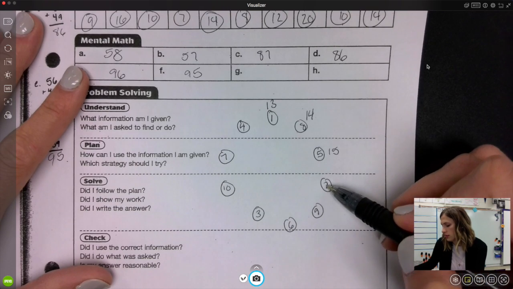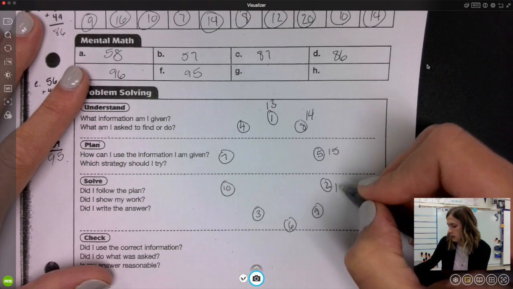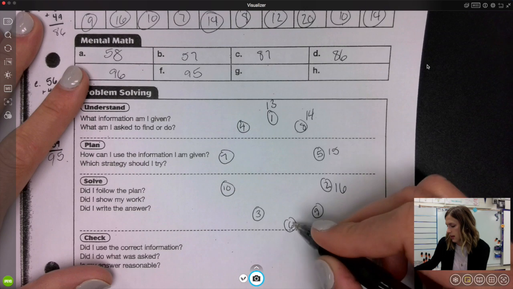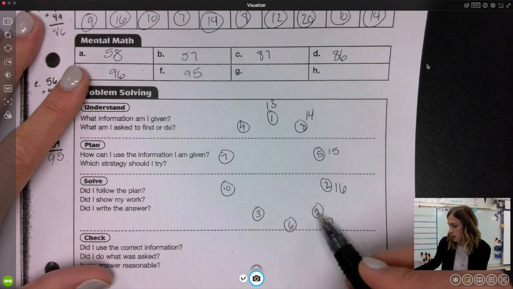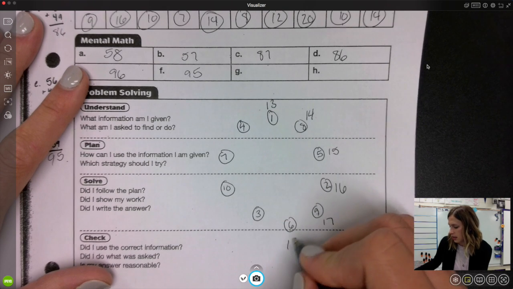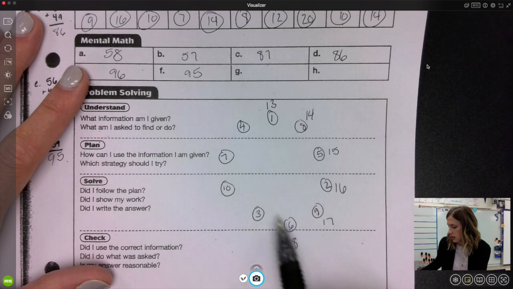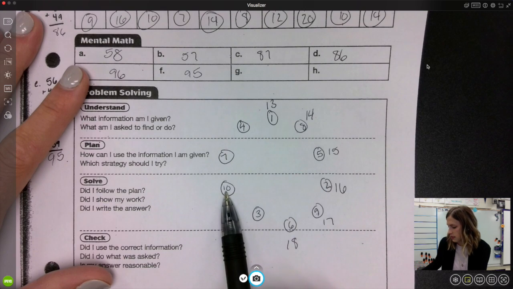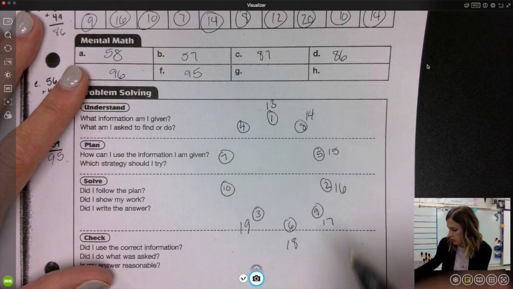5 plus 2 is 7, plus 9 more is 16. 2 plus 9 is 11, plus 6 more is 17. 9 plus 6 is 15, plus 3 more is 18. 6 plus 3 is 9, plus 10 more is 19.